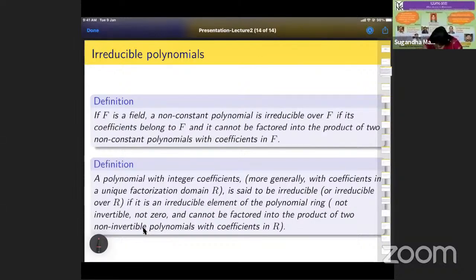Okay, so I'm giving you a definition. In fact, I didn't want to take up a definition because this is not in most general form, but we need something to begin with. A non-constant polynomial is irreducible over F if its coefficients belong to F and it cannot be factored.